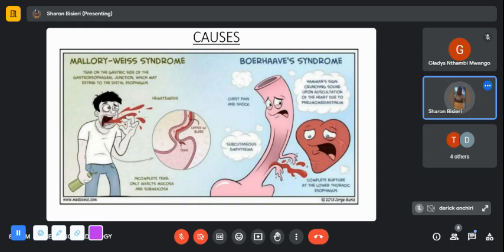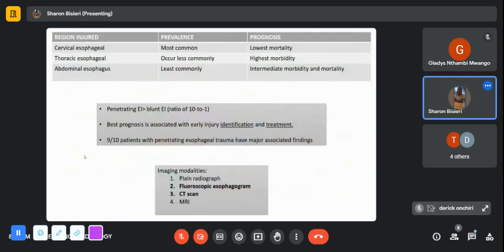So that's a good way we can differentiate the two. So we know when we look at the esophagus, we divide it into thirds. So we have the upper third, middle third, lower third. Or you can also look at it in terms of the cervical esophagus, thoracic, or the abdominal esophagus, which you've seen is just below the diaphragm. So the cervical esophagus is the one that's most commonly injured, and it has the lowest mortality.